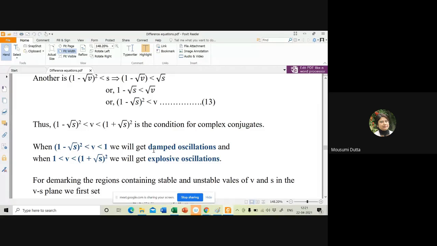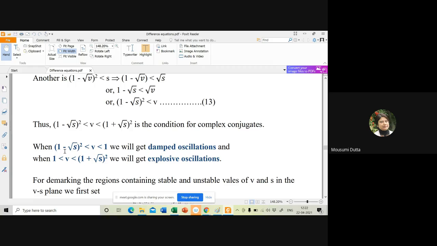From this we can also write 1 minus root s whole square less than v less than 1, simply 1, less than 1 plus root s whole square. So can we write this in that way? Yes, ma'am.